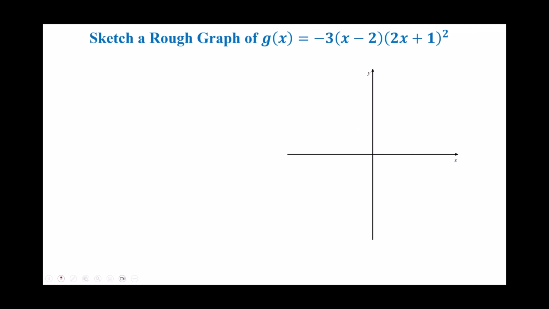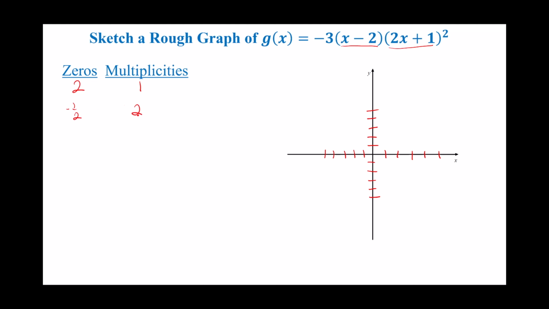Let's try another graph. Here we have negative 3 times x minus 2 times 2x plus 1 squared. I'm going to put a few tick marks here to help us out. So let's find our zeros and their multiplicities. This factor gives us a 0 at 2, and it has a multiplicity 1. 2x plus 1 equals 0 when x is negative 1/2, and that one has a multiplicity 2.